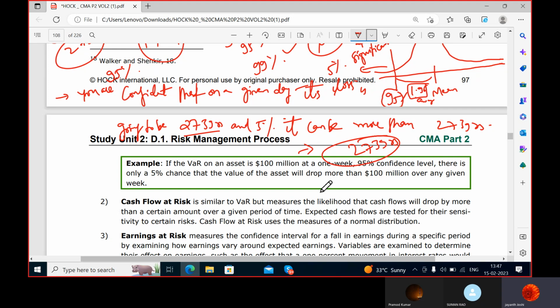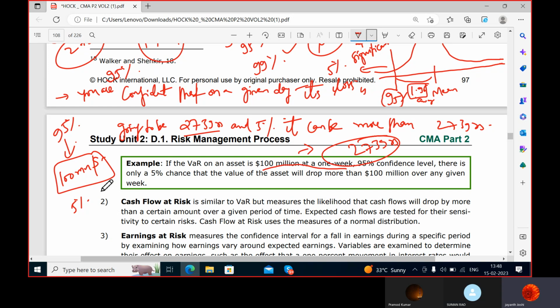So, if the VAR on an asset is $100 million at 1 week, VAR is nothing but the value at risk. So this $100 million is at stake. This is the total asset which is at risk. At 95% confidence level, there is only a 5% chance that the value of the asset will drop more than 100 million over any given week. That means they are 95% confident that this much they are going to lose, but 5% that it can be more than this also. Correct?